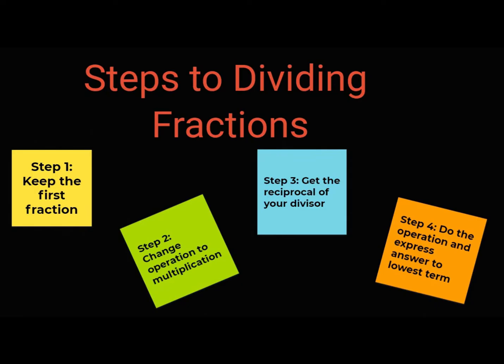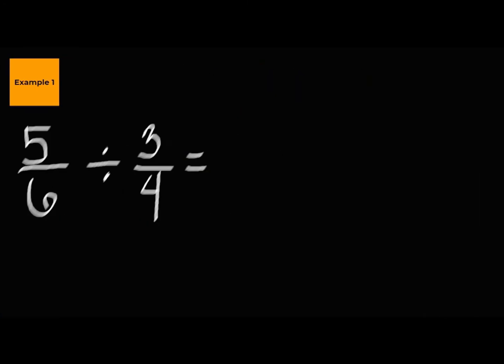Let's have our first example. 5/6 divided by 3/4. Our first step says we keep our first fraction, change the operation to multiplication, and get the reciprocal of our divisor.